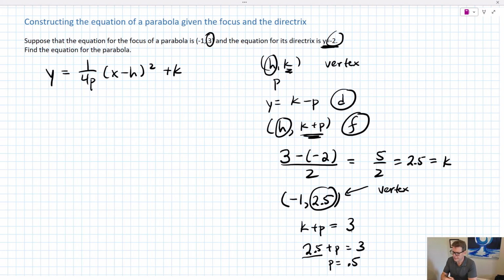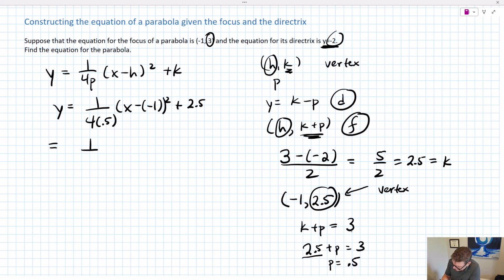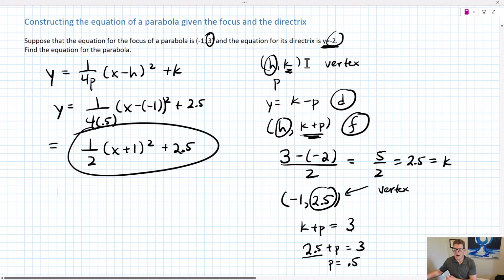Now all I've got to do is just plug it in. So I get y equals 1 over 4 times 0.5 times (x minus negative 1) squared plus 2.5. Simplifying, that gives me y equals 1/2 (x plus 1) squared plus 2.5. And that is the equation for my parabola.